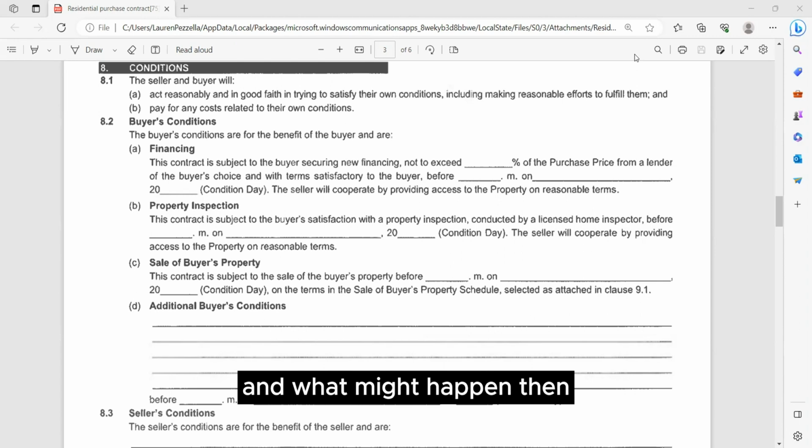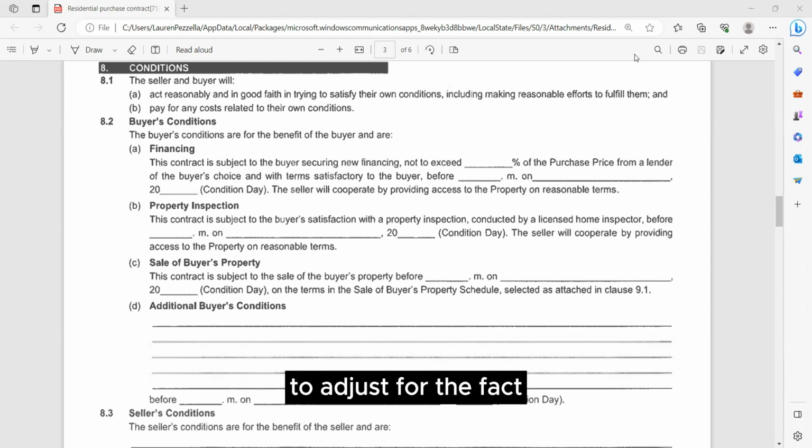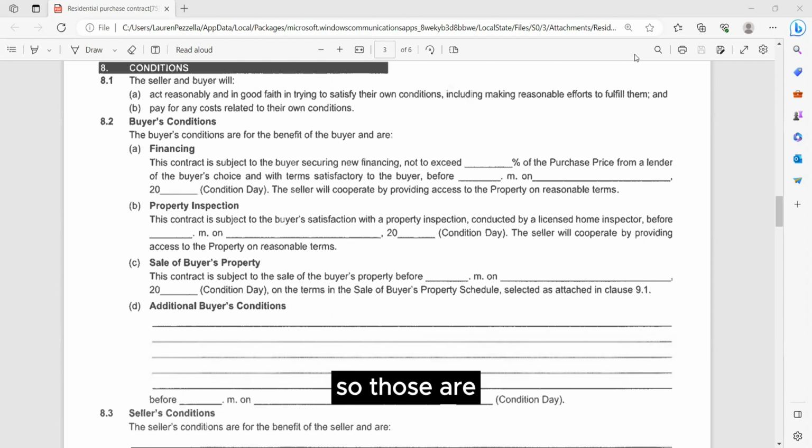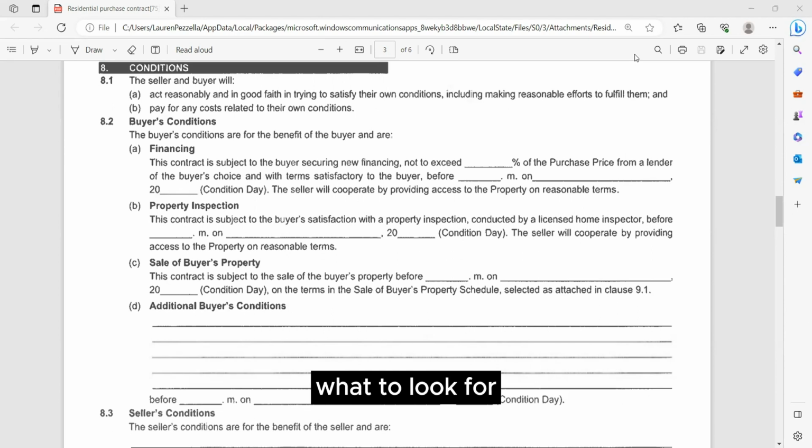What might happen then is that a second round of negotiations occurs to adjust for the fact that some of those things aren't working. Or alternatively, there are conditions on the seller to fix certain things prior to closing, on the condition that if they don't fix them, they'll reduce the price by a certain amount. Those are common things that come out of property inspections. But as I said, we're going to have another video specifically discussing property inspections and what to look for.